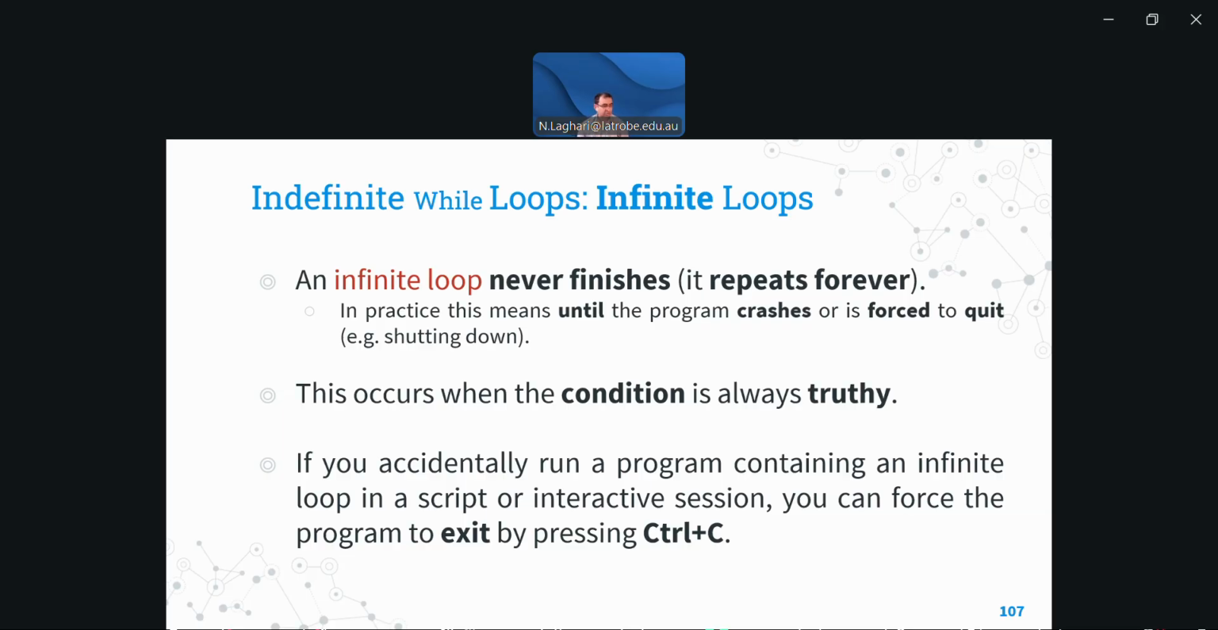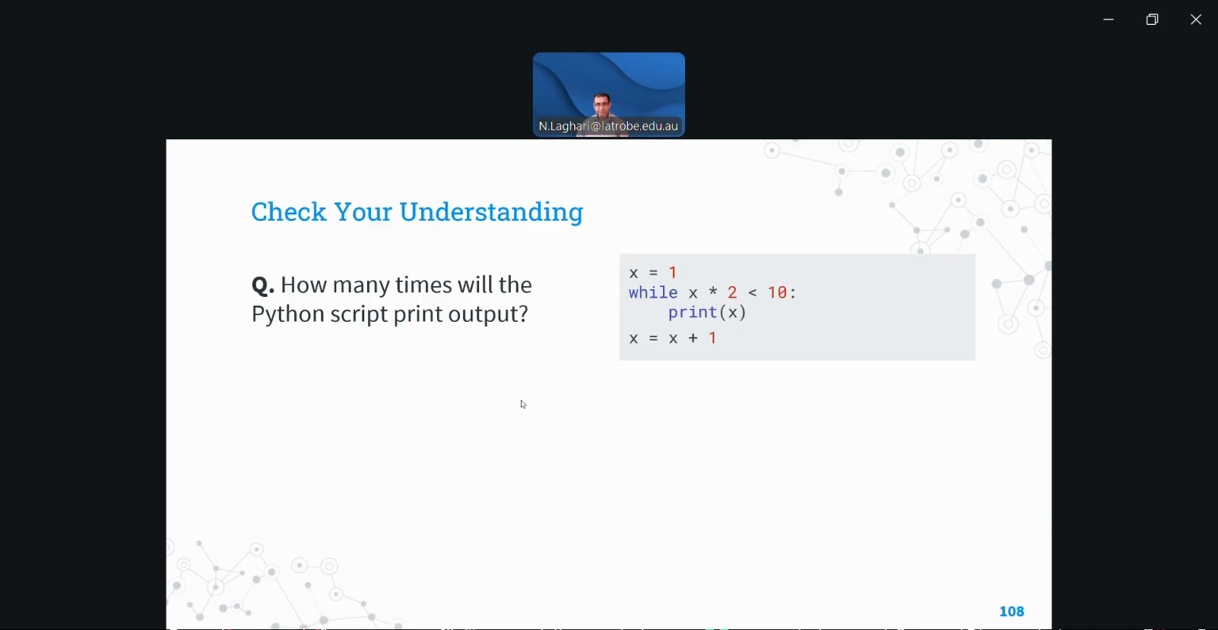No, it's not a requirement that we always assign a zero value. You can assign any value. A variable is a variable, you can assign any value. So how many times will the Python script print output in that case?